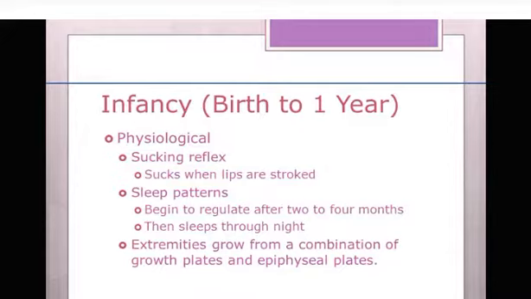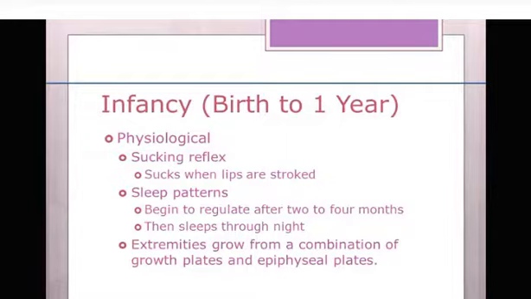Sleeping patterns. If you've been a parent, you know that in the beginning you don't get a whole lot of sleep. They may wake up every 2 to 3, 4 hours to be hungry throughout the night. After 2, 3, 4 months, that should start to regulate, and they should actually start to sleep through the night.